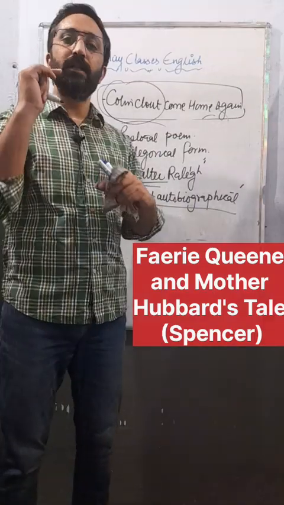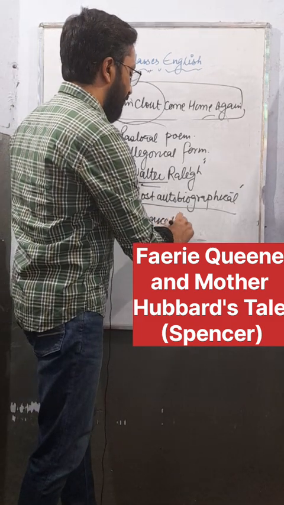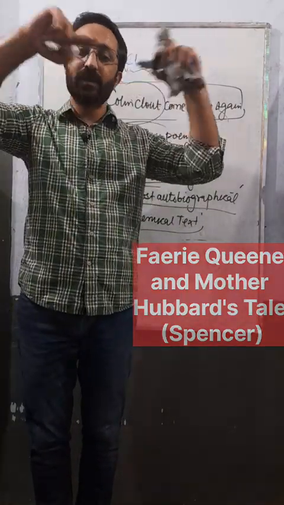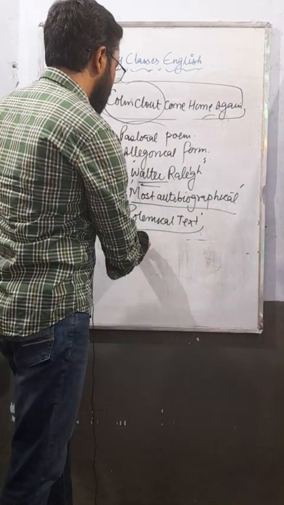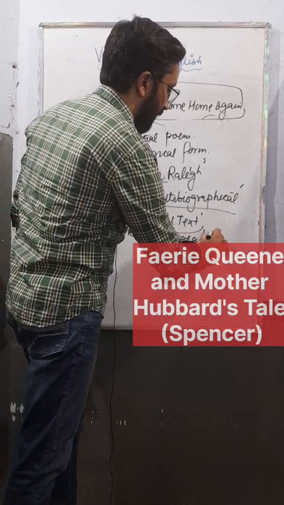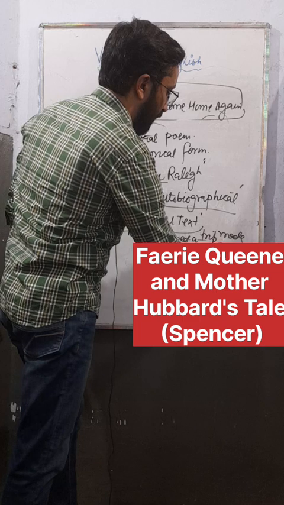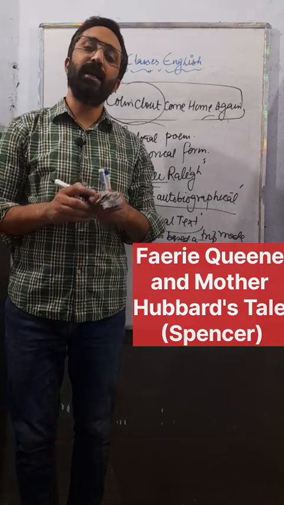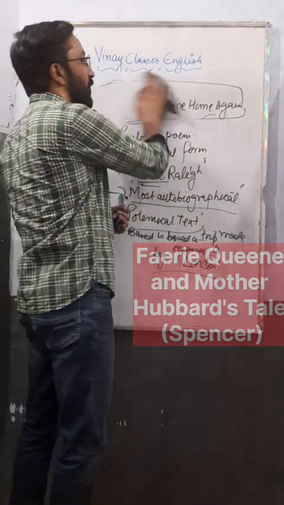Next important detail associated with Colin Clout Come Home Again is that it is a polemical text. Polemical text means it is a controversial text. It was the center or the nucleus of the debate. All right. This work is based on a trip made by Spenser to London. This point is also very important. There might be a question in the exam that which work is based on a trip made by Spenser to London. So it is Colin Clout Come Home Again.